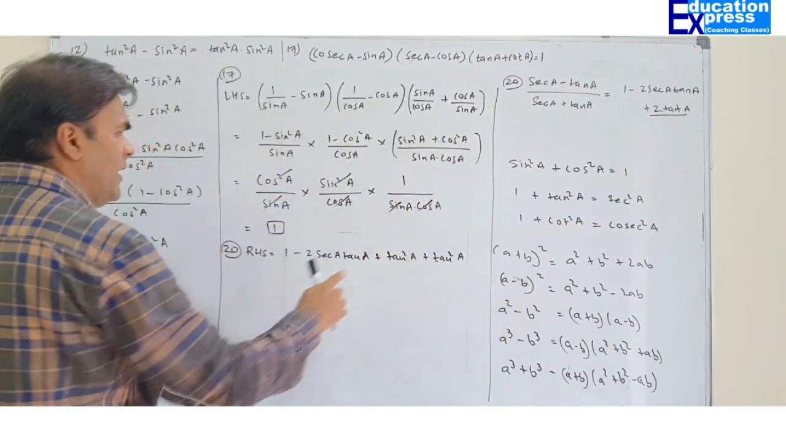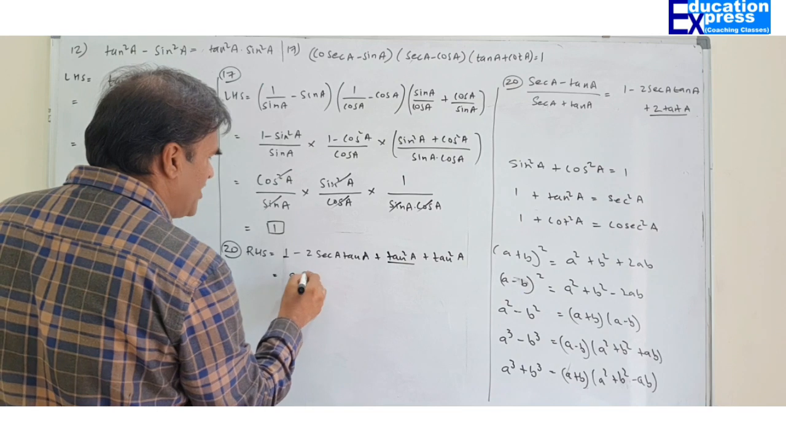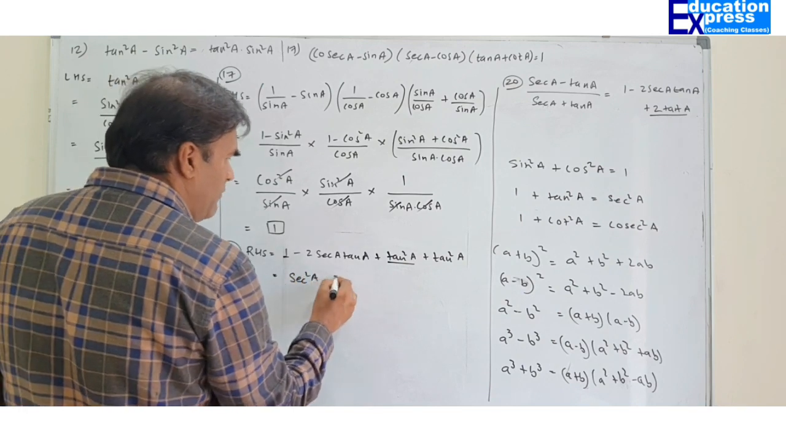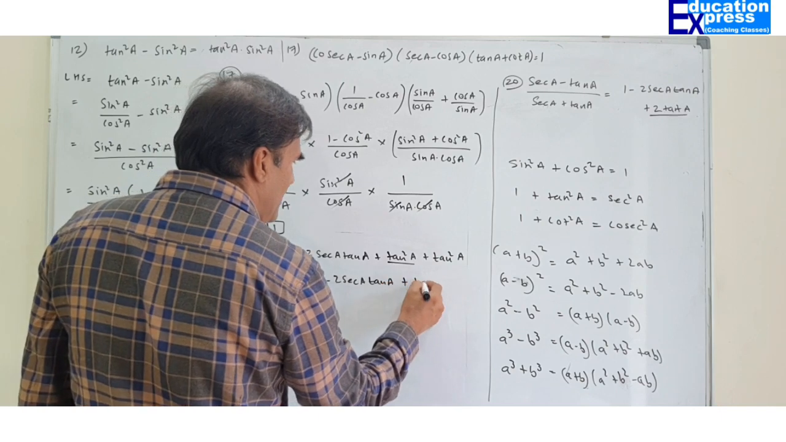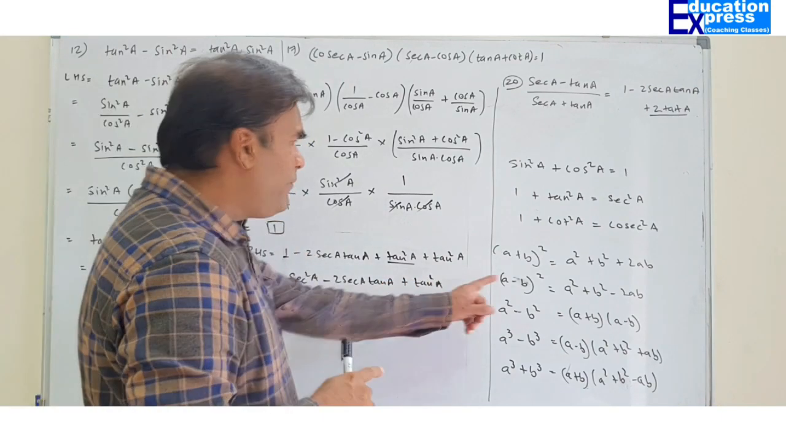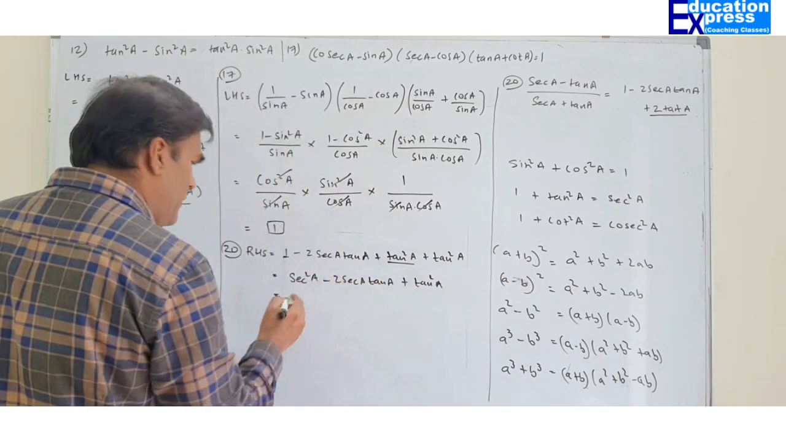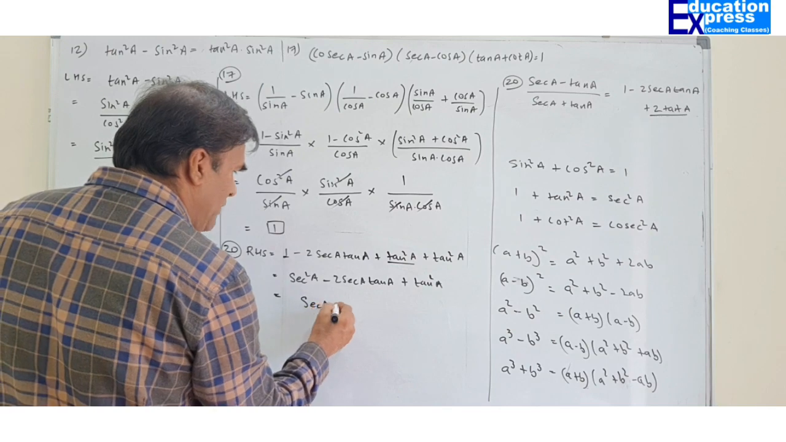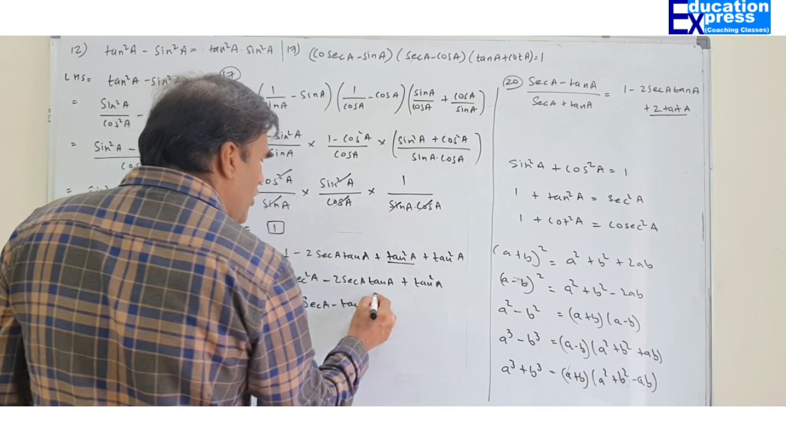So I wrote tan square A plus tan square A. We all know 1 plus tan square A is sec square A. Sec square A minus 2 sec A tan A plus tan square A. Wow. So this has become A minus B the whole square, A square plus B square minus 2AB. Perfect. Sec A minus tan A. So it will be sec A minus tan A, the whole square.